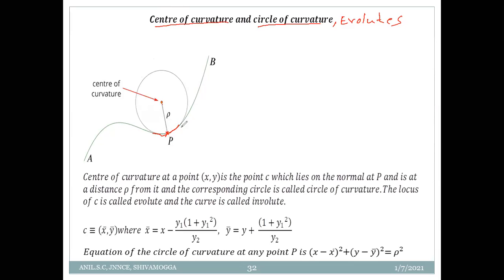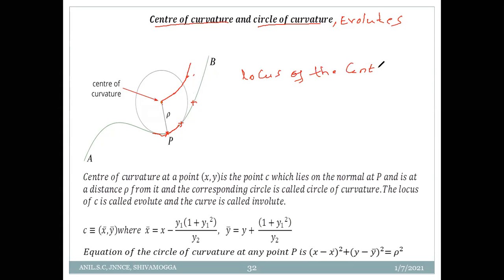How many such points are there? Infinite number of points are there. If you consider P here, you will get one more circle and the center will be somewhere here. Similarly, you can construct infinite number of circles corresponding to these arbitrary points. If you join all these centers, you can trace a curve like this. That means this center is a moving point, and the path traced by it is called the locus of the point, or locus of the center.